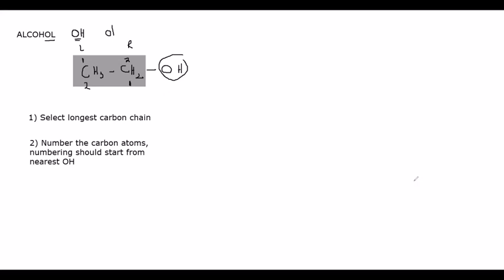Then how to name these compounds? To name these compounds, number the carbons, use a prefix for carbon, then the position of OH, and in the end the name should have OL. The name should end as OL.